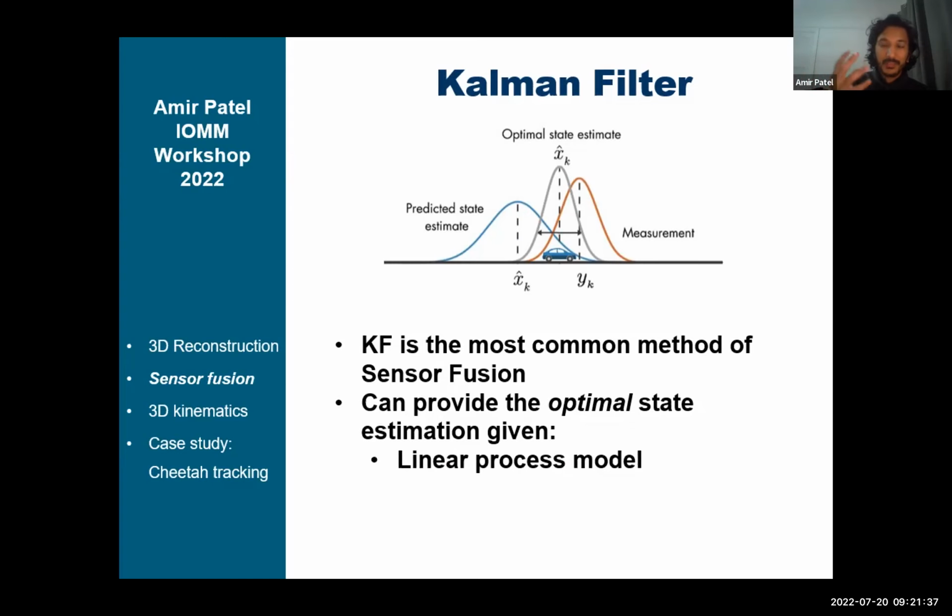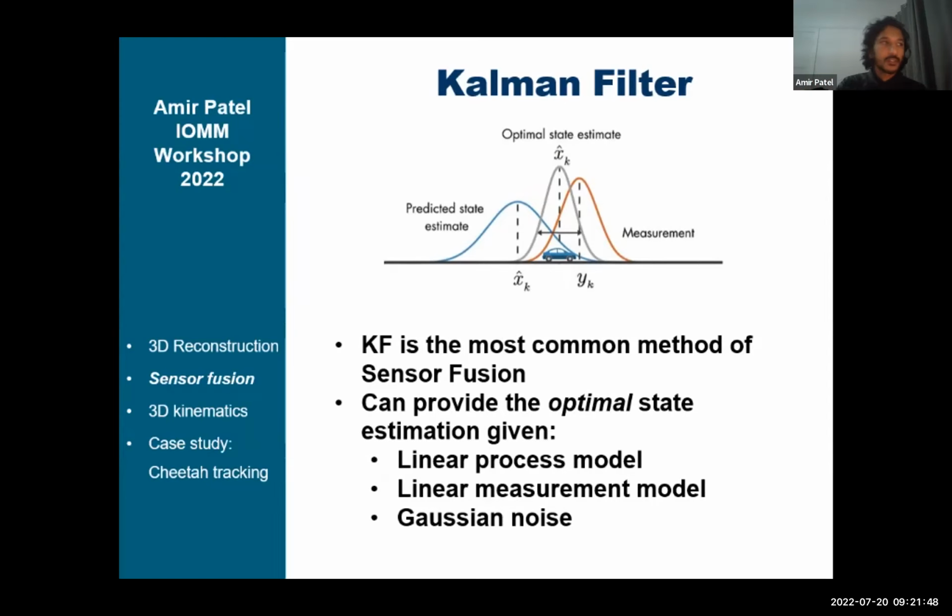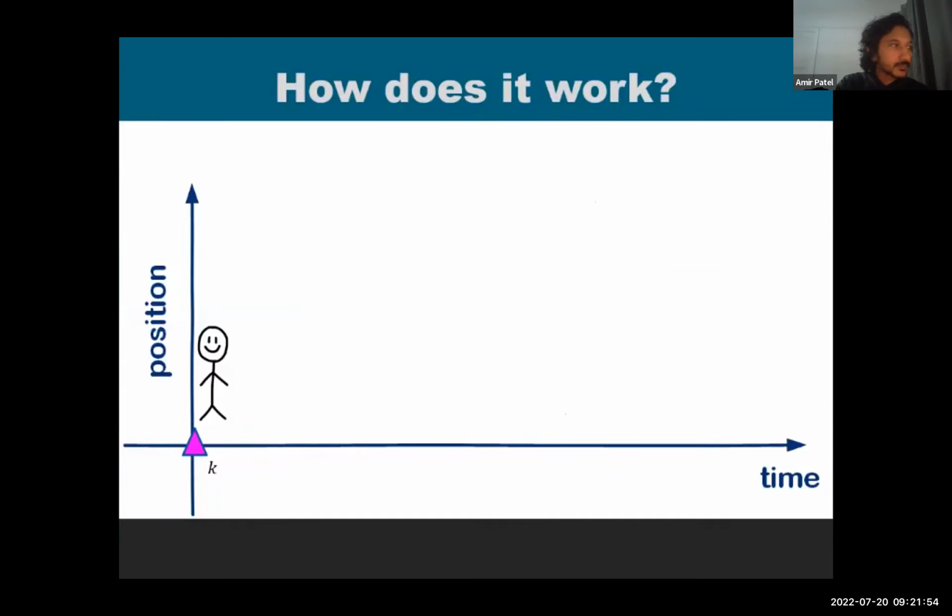So if your system behaves linearly, if your measurements, so your sensors, are related linearly to your states, and if you have Gaussian noise. Okay, so if you have some kind of noise distribution, it looks like the diagram over there. Okay, so how does it work?